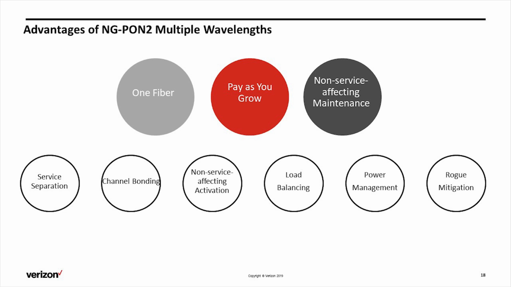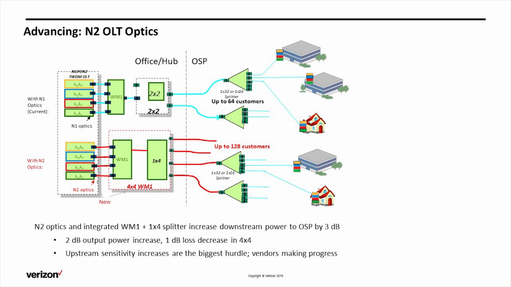Let me take a look now at 3 different opportunities that we're really trying to push on the technology side. The first of those is N2 optics that would enable us to get the 1x128 split. The reason that we want to do this, of course, is to lower the cost curve, to increase the number of customers that you can get on a single PON.